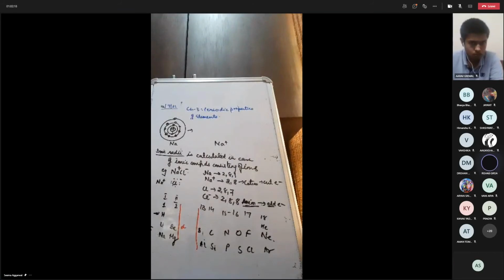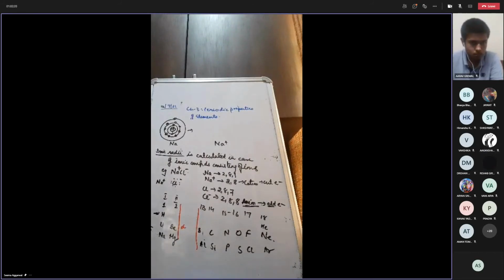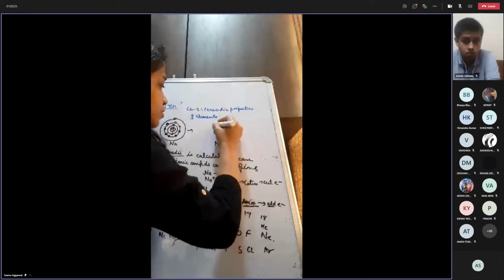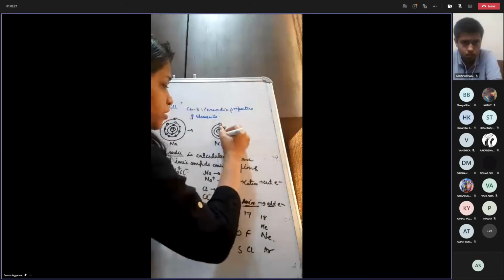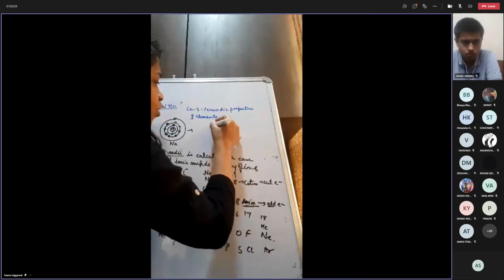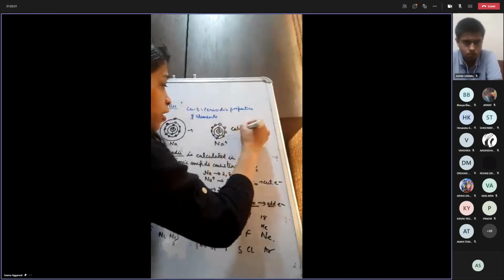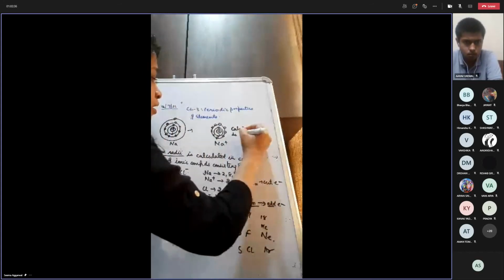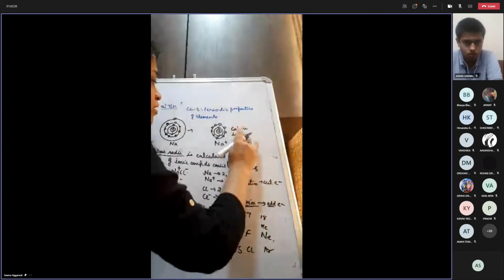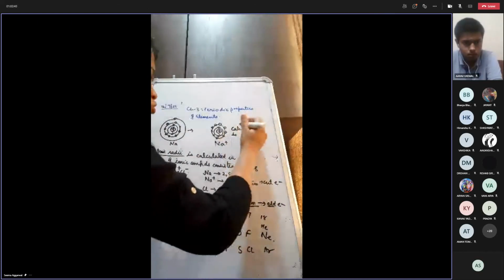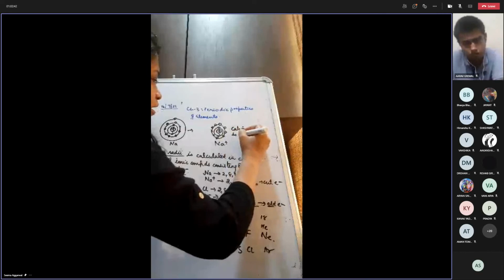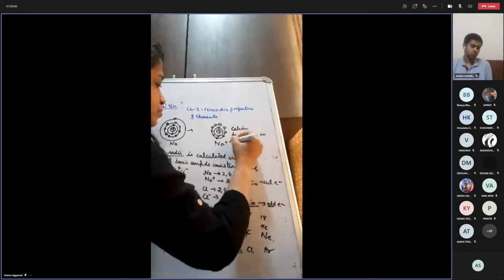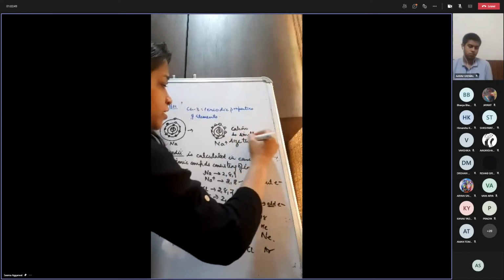And 2,8. So which will be larger in size? Anion. No need to draw this. What we know is a cation is smaller in size, because when the electron is removed, the outermost shell is removed. Just note down the point first. No need to draw the diagram. Cation is smaller in size than atom. Why is it smaller in size?